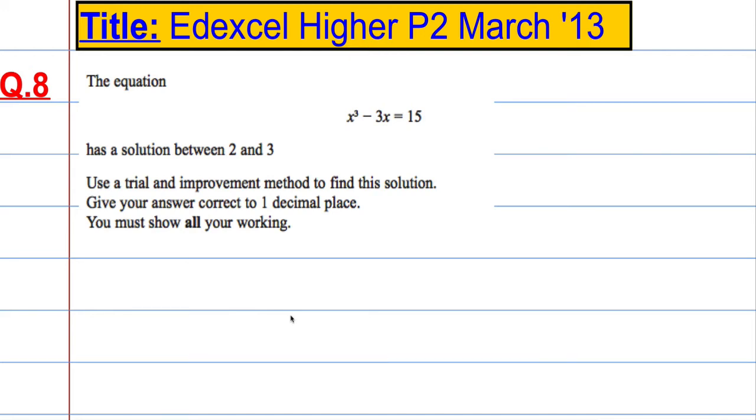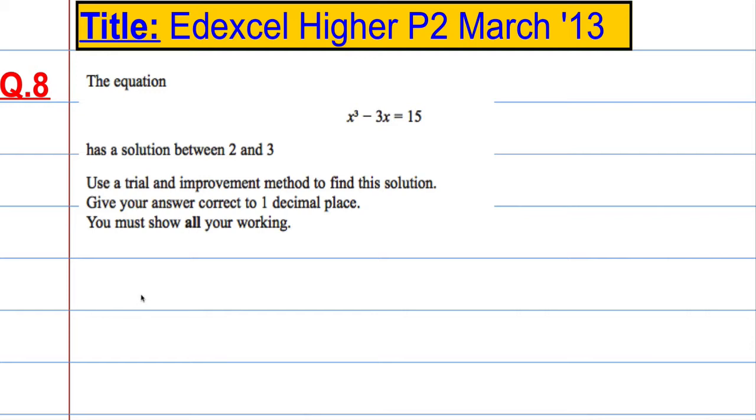8. The equation x cubed minus 3x equals 15 has a solution between 2 and 3. Use a trial and improvement method to find this solution and give your answer correct to one decimal place. You must show all of your working.